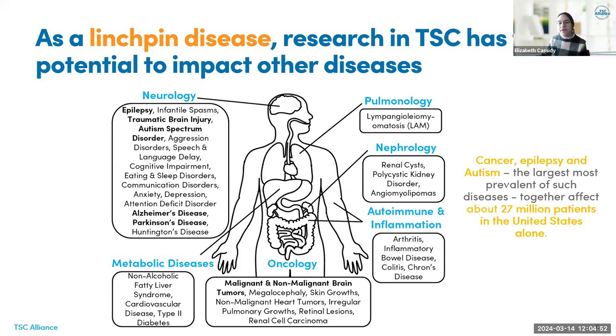TSC is estimated to affect one in every 6,000 live births. So while it's not ultra rare, it is still what we consider a rare disease, with nearly 1 million people worldwide affected with TSC, and even in the US alone, about 50,000 people diagnosed with TSC. We found that there really is no gender or racial bias in the prevalence of TSC, and that it can actually affect every individual differently.